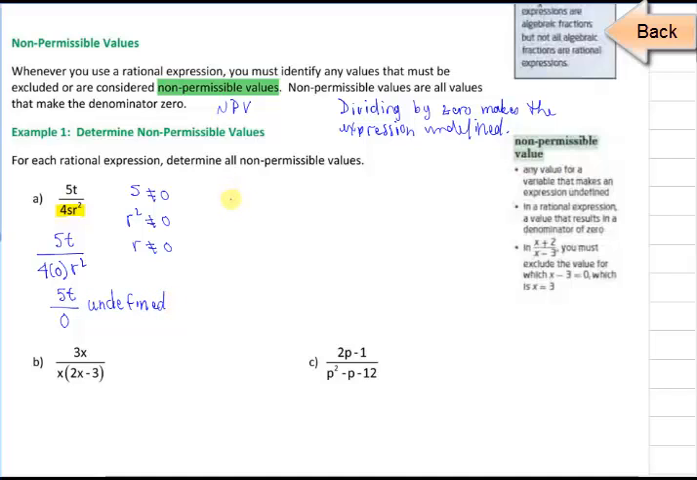And so we say that the non-permissible value is 0. Okay, in other words, s cannot be equal to 0 and r cannot be equal to 0.